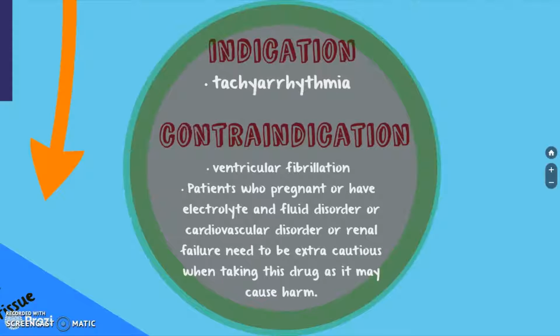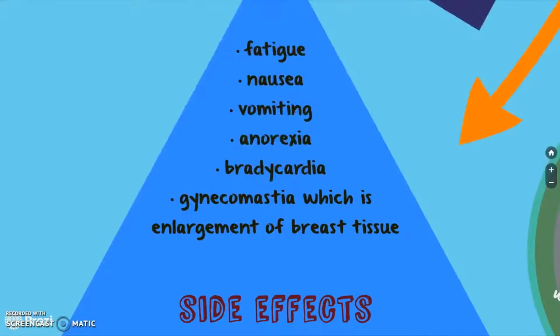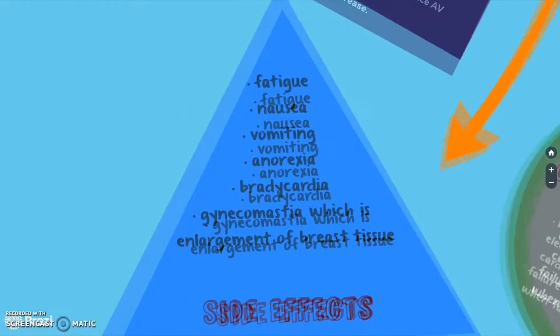Patients who are pregnant or have electrolyte and fluid disorder or cardiovascular disorder or renal failure need to be extra cautious when taking this drug as it may cause harm. The side effects of this drug are gynecomastia, which is enlargement of breast tissue, fatigue, nausea, vomiting, anorexia, and bradycardia.